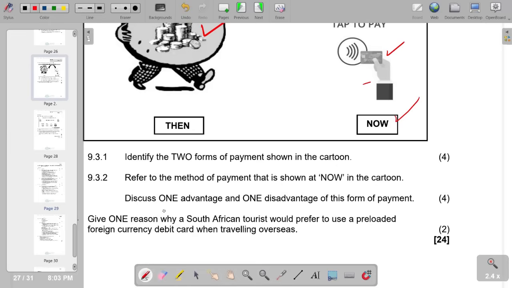Discuss one advantage and one disadvantage of this form of payment. Of course, it is faster and convenient. You don't need to go to the bank to withdraw money. You can just process your payment where you are. That is an advantage.